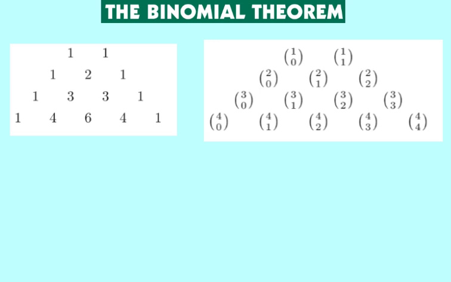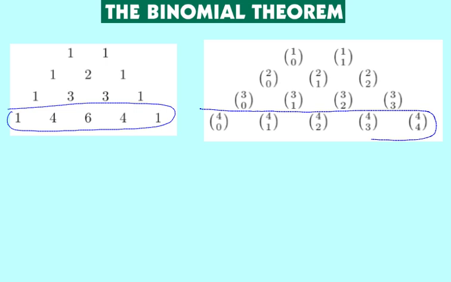In this video I'll show how to find any term in a binomial expansion without finding every single term. Now first, we've seen before that Pascal's triangle can be expressed as a series of combinations. So here we have the fourth row of Pascal's triangle, which can be written as these combinations.